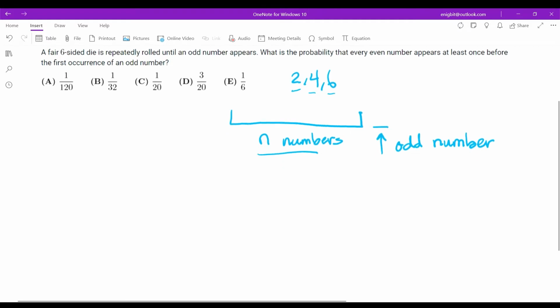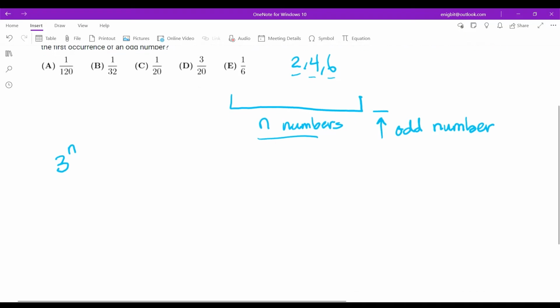And so to find the number of ways for the first n numbers to have 2, 4, and 6 at least once, we can do 3 to the power of n, because each of these n numbers has 3 choices, either 2, 4, or 6. But when we do 3 to the n, this overcounts, because of these n numbers, you can have all 2s, all 4s, all 6s, or all 2s and 4s, all 4s and 6s, all 2s and 6s, and so we overcount a lot of possibilities.